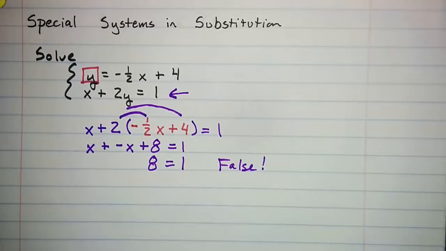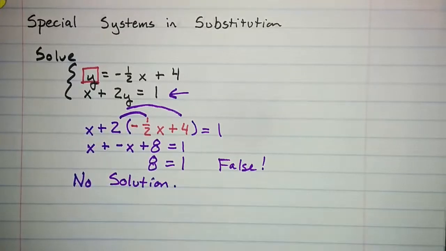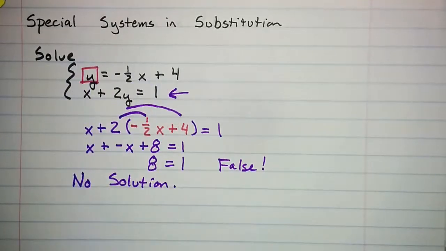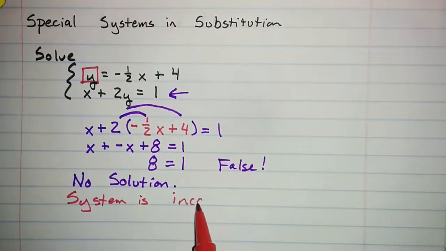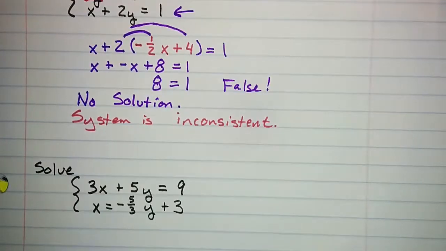But that can't happen. Right, so this is one number equals a different number. That tells us that there is no solution. There is no value of x or y that can make 8 equal 1. Therefore, there is no solution to this system. What kind of system is this? This system is inconsistent.